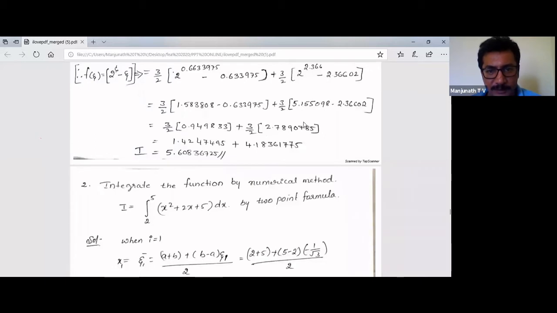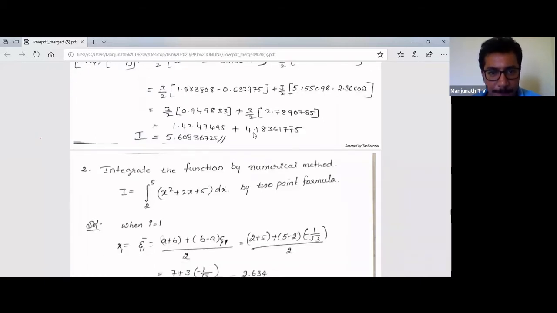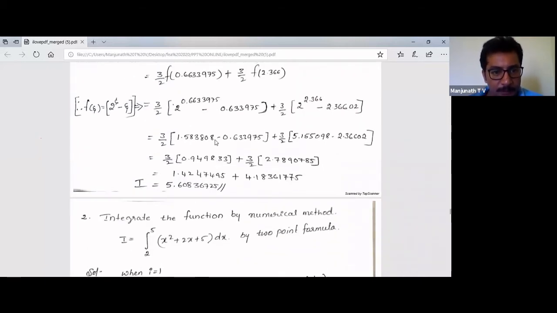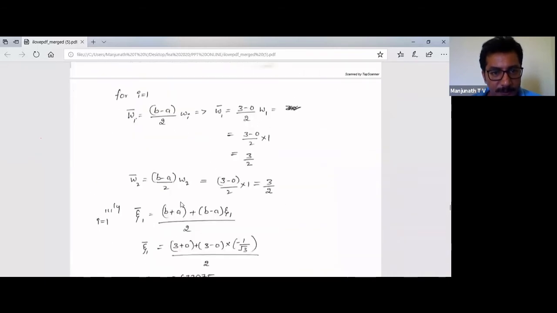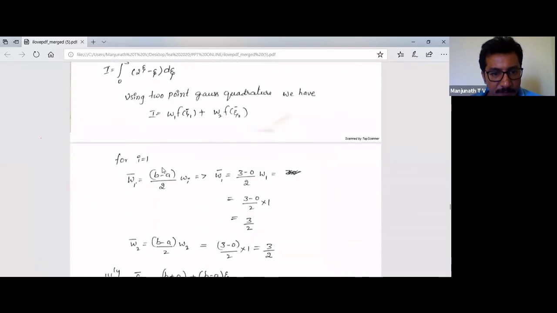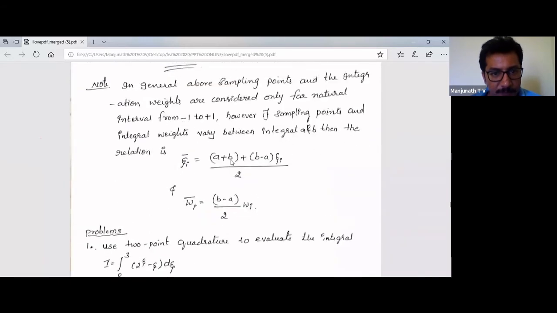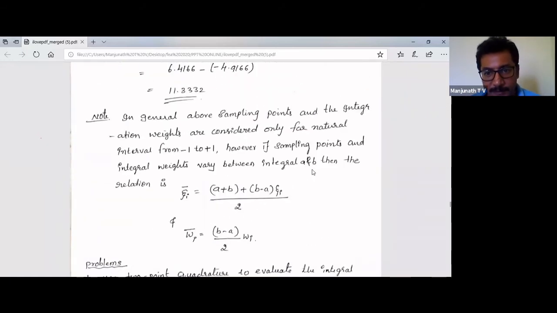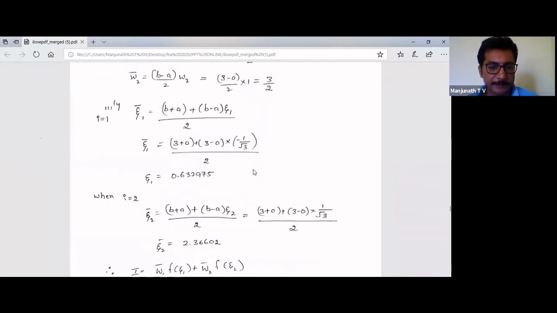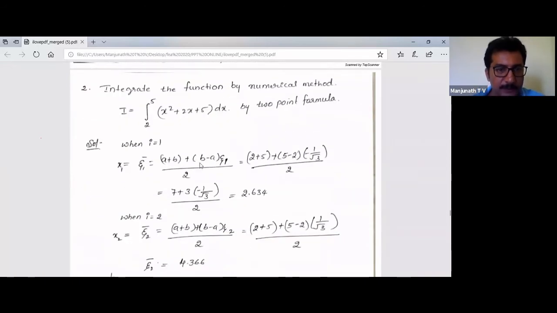Okay, these are all simple multiplications. So that way we are going to get the values by using the zeta dash and the w dash formulas, if the integral is varying from a to b. So those are the different cases. Similarly, you can also calculate here.